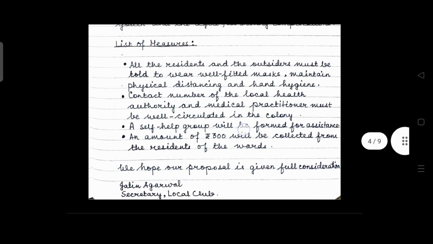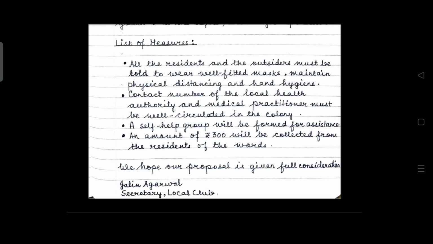Next, we hope our proposal is given full consideration, and you may also write priority, utmost priority and full consideration, the ending. And then leave another line and write your name and designation. This is optional.